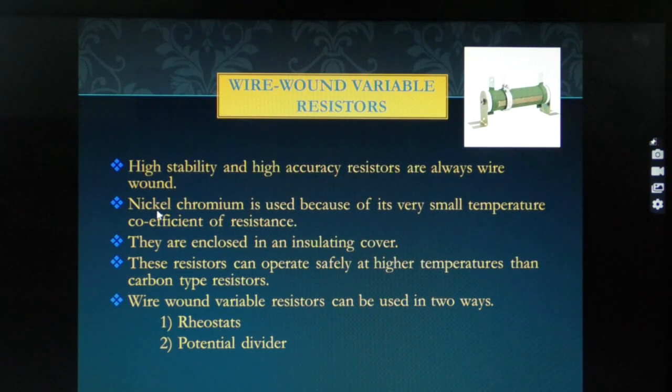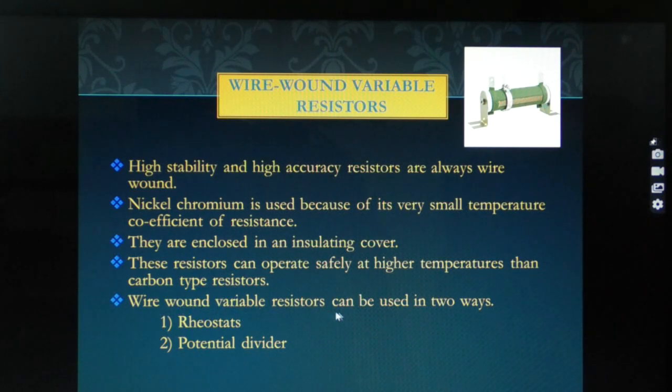The wire which is wrapped is made up of nickel chromium. It is used because of its very small temperature coefficient of resistance. What is temperature coefficient of resistance? Temperature coefficient of resistance means change in the resistance of a resistor due to change in temperature. They are enclosed in an insulating cover. These resistors can operate safely at higher temperature than carbon type resistors.